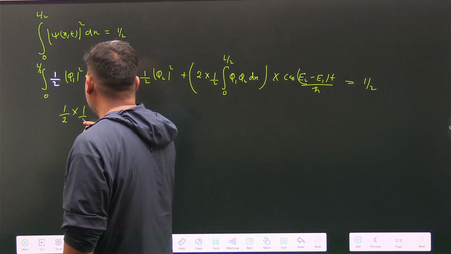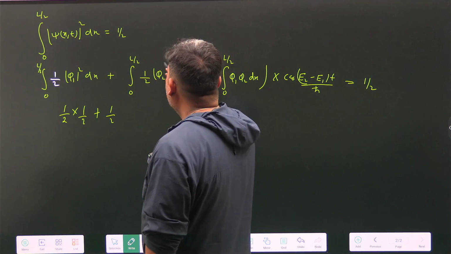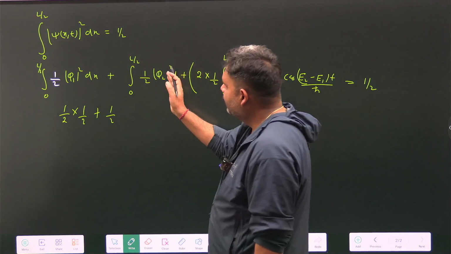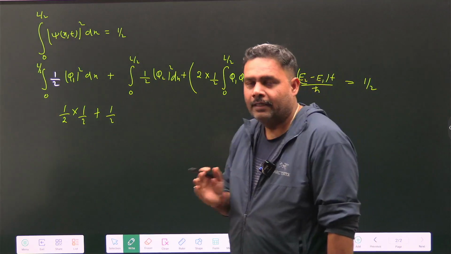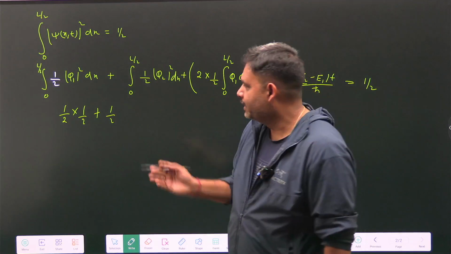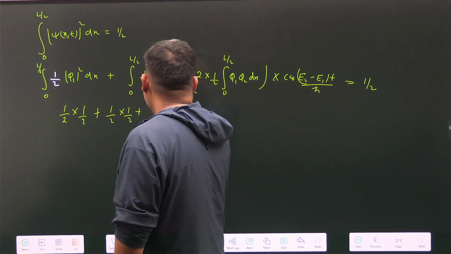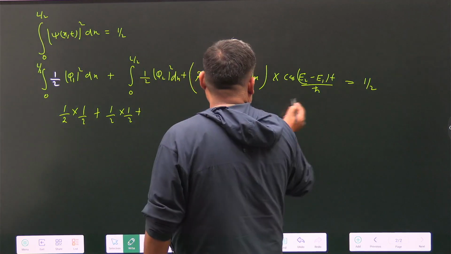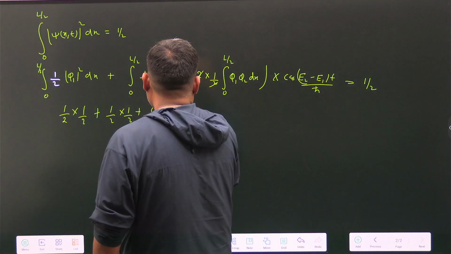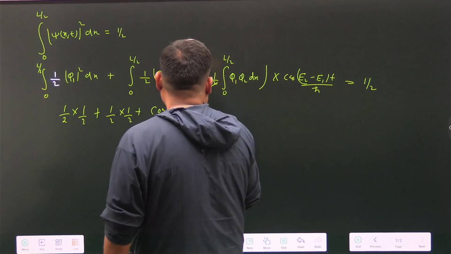This integration is half. Plus again we will take the half coefficient, the integration, and this is dx. So the integration of phi 2 square dx will again tell you the probability to find the particle between 0 to L by 2 if it is in the first excited state. So that value is again 1 by 2. And this 2 and this 2 are cancelled. So we have cos (E2 minus E1)t upon h cut.